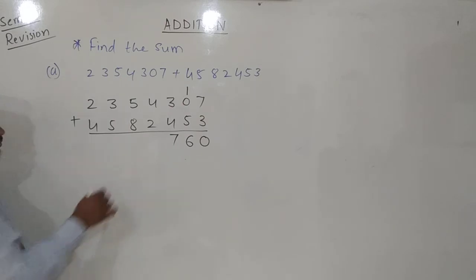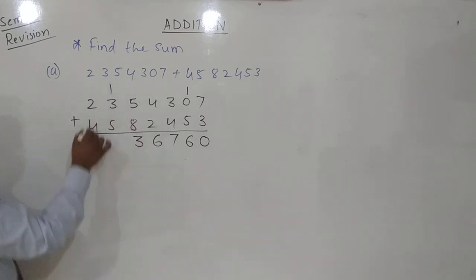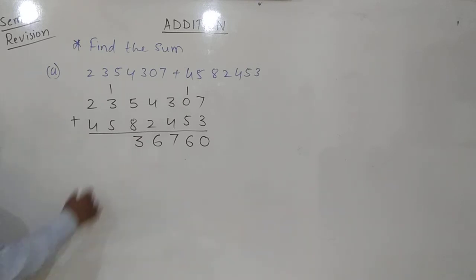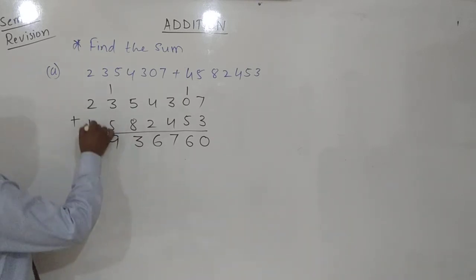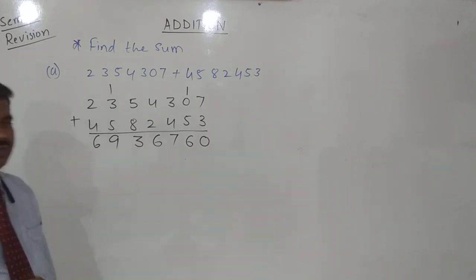4 plus 2, good. 5 plus 8, very good. 5 plus 8 is 13. 1 carry, 3 right now. 1 plus 3, 4. 4 plus 5, 9. 2 plus 4, 6. This is the sum we got.